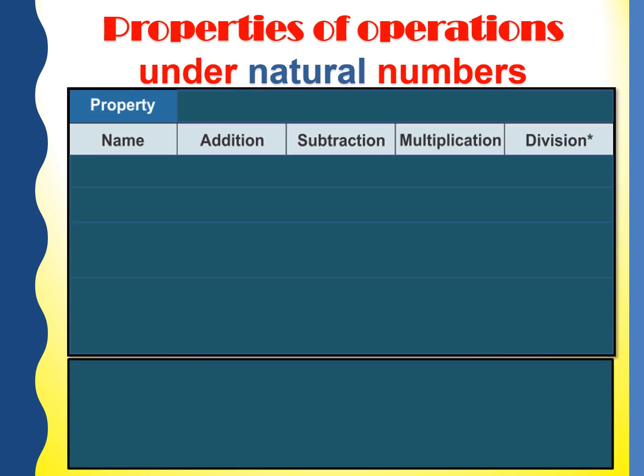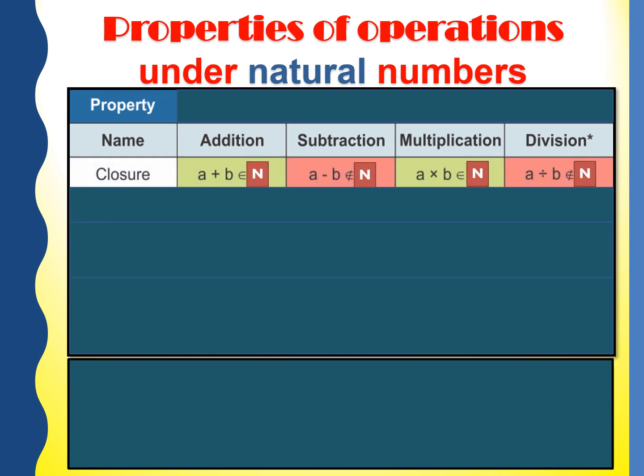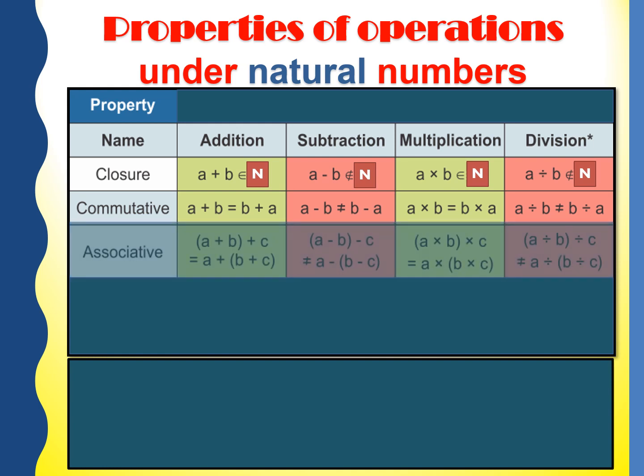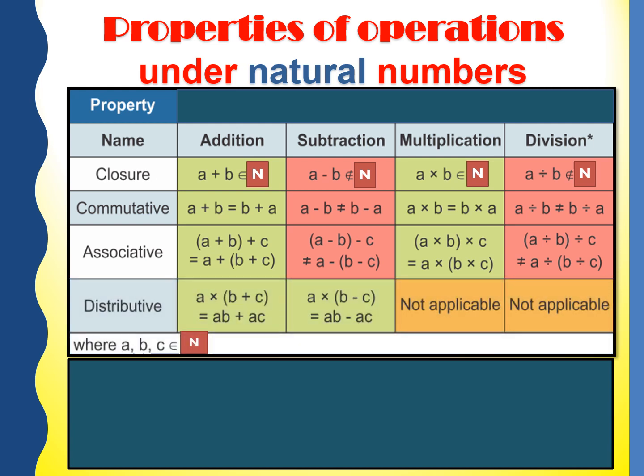Here are all the properties under addition, subtraction, multiplication, and division. The closure: addition is closure, subtraction is not. Multiplication is closure, division is not. Commutative: addition and multiplication are commutative under natural numbers, but subtraction and division are not. Here too, addition and multiplication are associative under natural numbers, but subtraction and division are not.